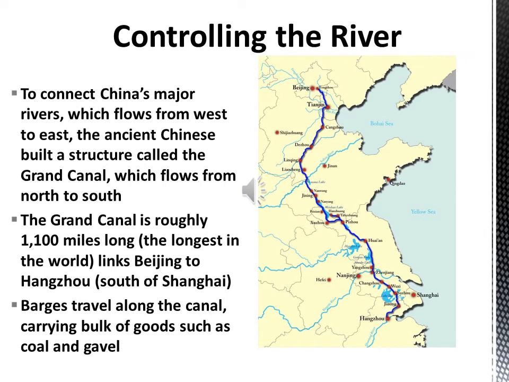One of the things used to control the river is connecting China's major rivers, which are the Huanghe and the Changjiang, which flow from west to east. The Chinese built a structure called the Grand Canal, which flows from north to south. The Grand Canal is around 1,100 miles long. It's the longest in the world and links the cities of Beijing to Guangzhou, south of China. Barges travel along the canal. Barges are, of course, big ships with containers carrying bulk goods such as coal and gravel.